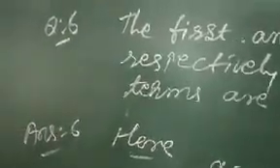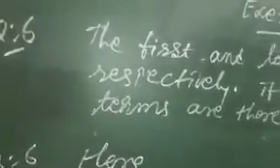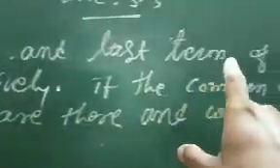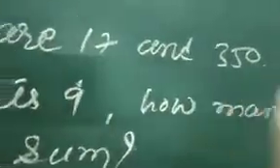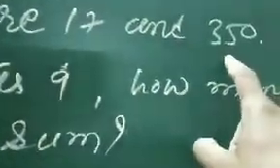Okay, students. Now we see question number 6, and it is same as question number 5. So now I read it. Here the first term and last term of an AP are 17 and 350 respectively. If the common difference is 9, then how many terms are there and what is their sum?